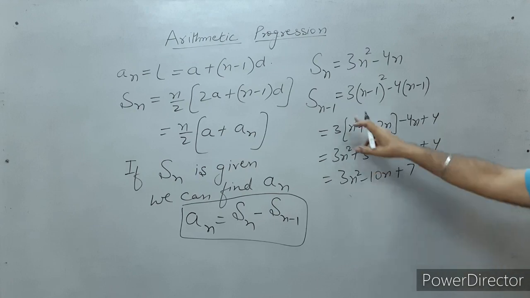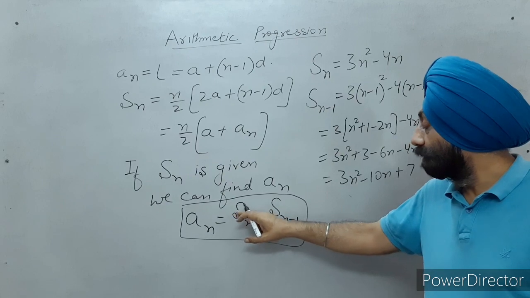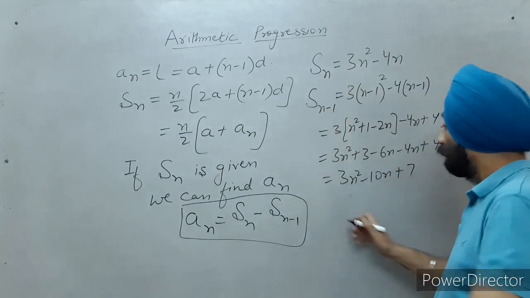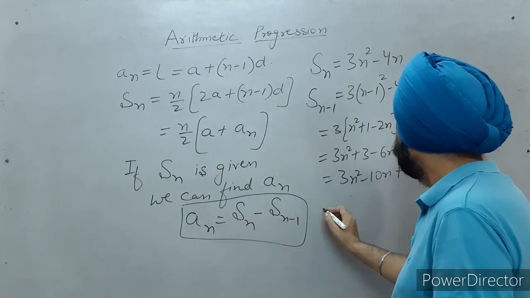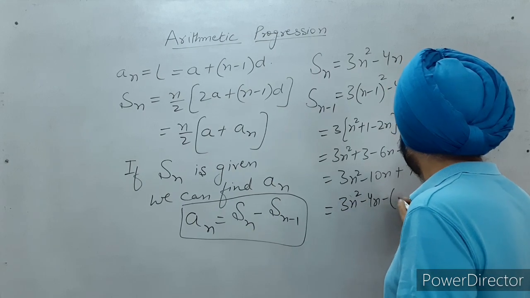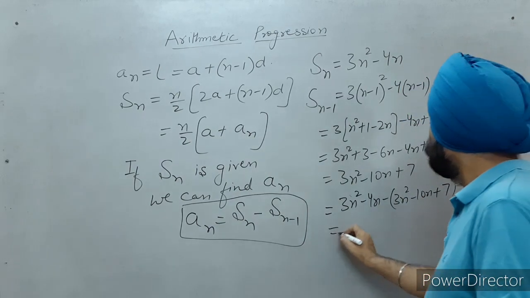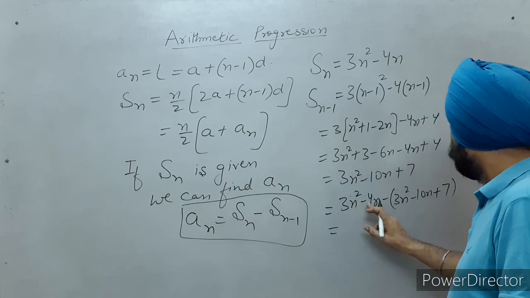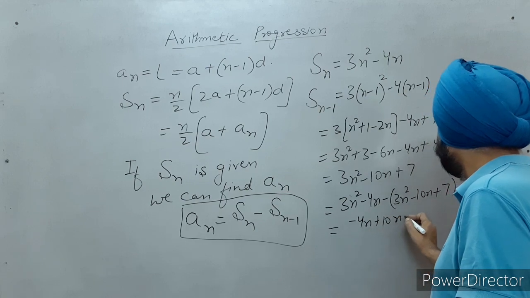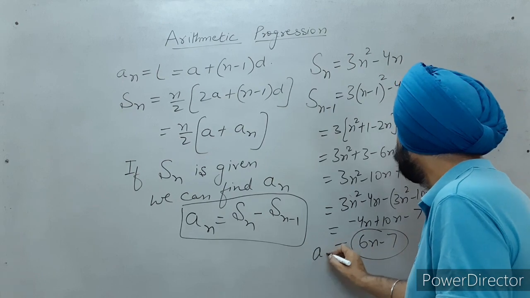This is S of n minus 1. I need the nth term, so substitute the values: sum of n terms minus sum of n minus 1 terms. So an equals Sn minus Sn minus 1. Sn is 3n square minus 4n, minus of 3n square minus 10n plus 7. The 3n square cancels with 3n square, minus 4n plus 10n is 6n, and minus 7. That is 6n minus 7, your nth term.